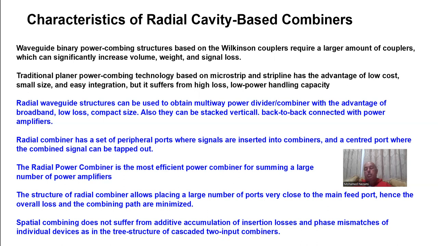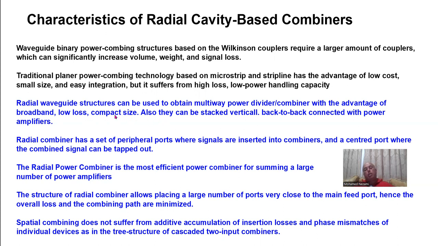Since this is primarily used in power amplifiers, these devices have to handle a lot of power, anywhere from 1 watt to kilowatt. So radial waveguide structures can be used to obtain multi-way power divider combiners with the advantage of broadband. They are broadband, low loss, and of course compact size.